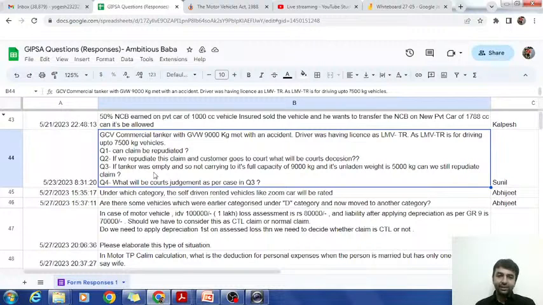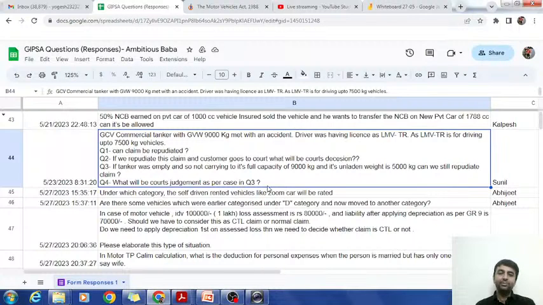Question number 3 is, if the tanker was empty and not carrying its full capacity, and its laden weight is 5000 kg. In this case also we will have to repudiate the claim, because our policy very clearly speaks about GVW. We take the premium on full GVW, and the licensing is done on full GVW. We have to consider that the vehicle is fully loaded. Even if it is an empty vehicle, nothing is loaded, he should still have the effective driving license to drive that vehicle.